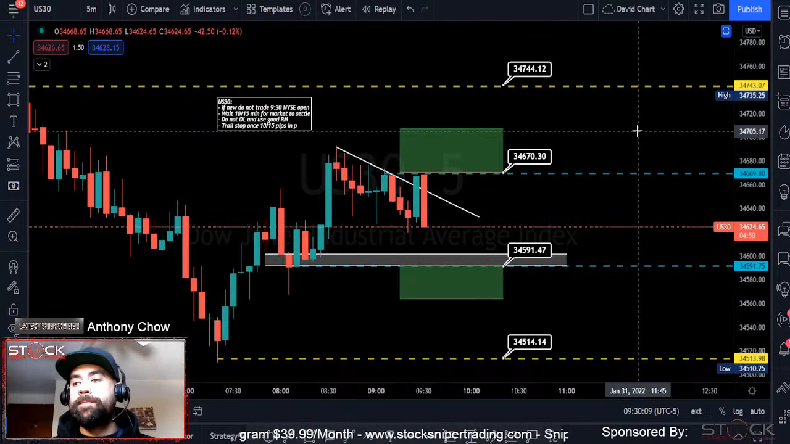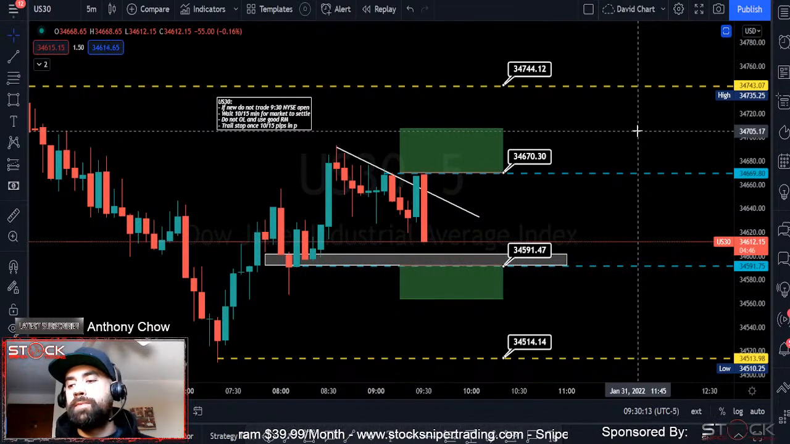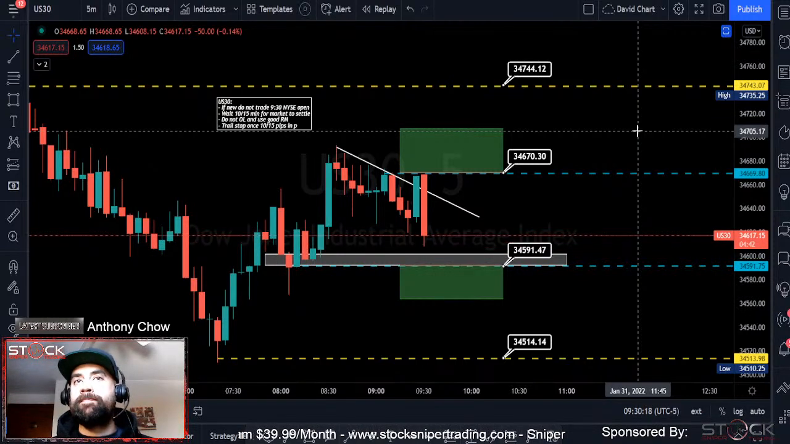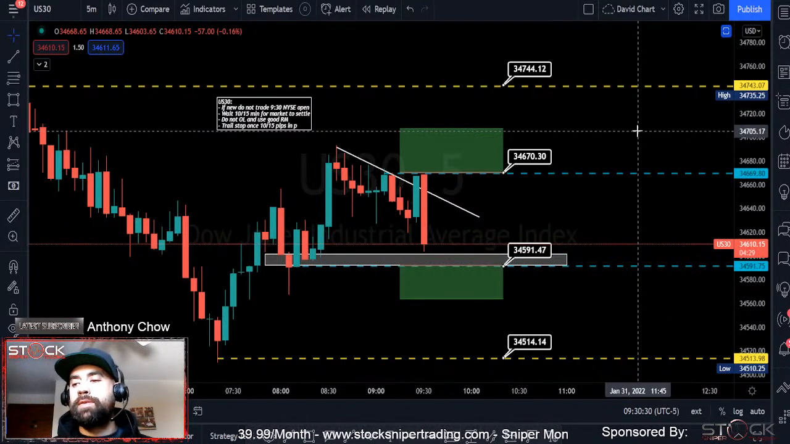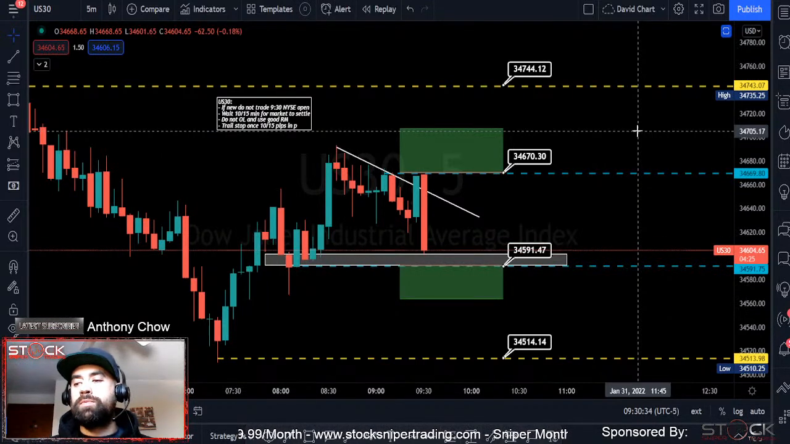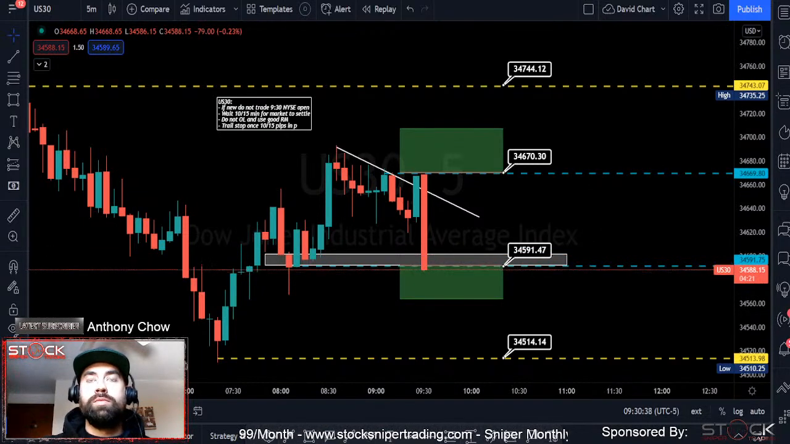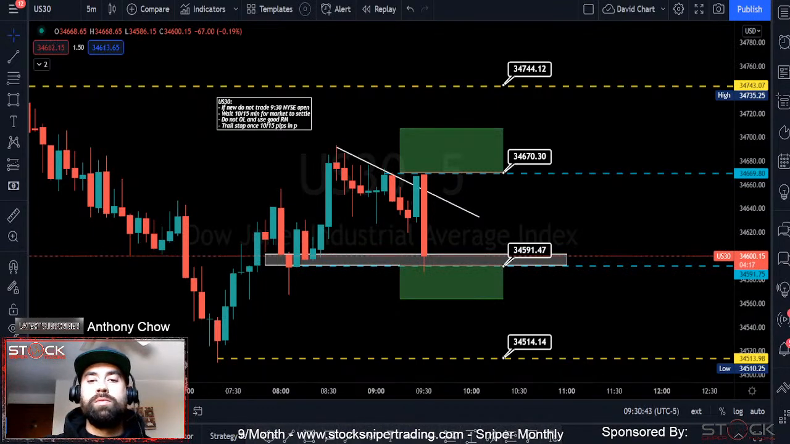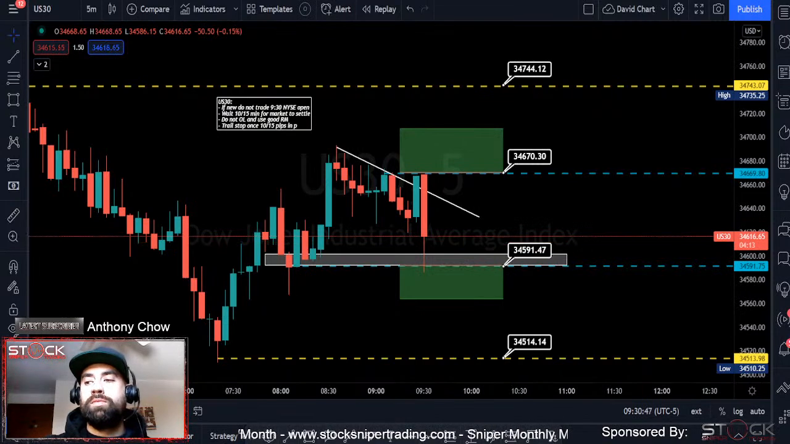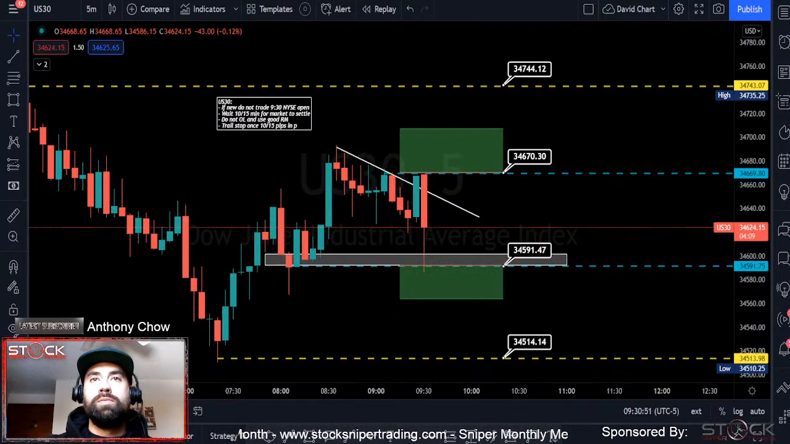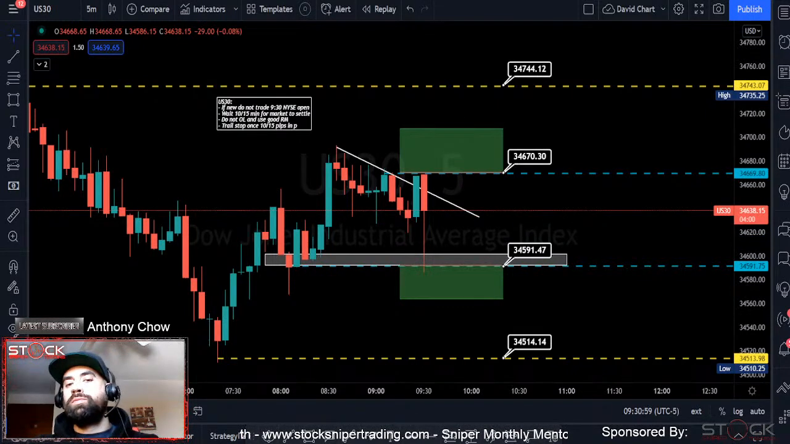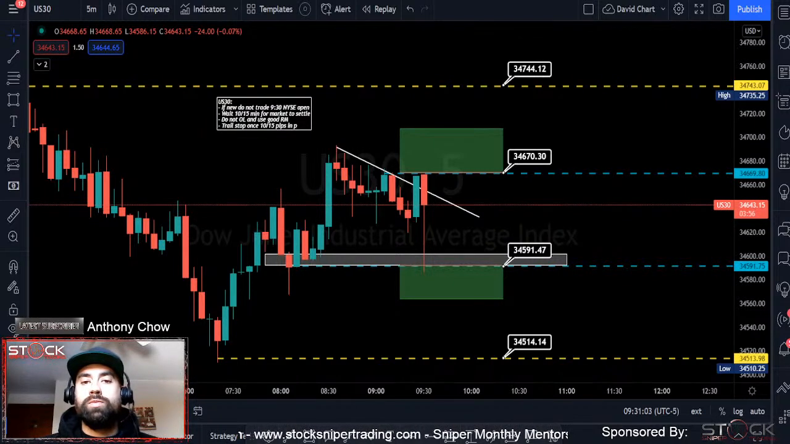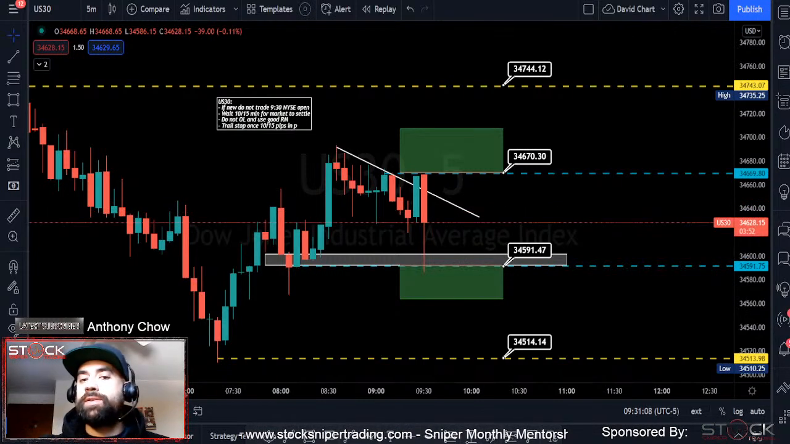Okay, so let it do its thing. That's an engulfing candlestick. Let the fake outs do their thing, guys. Let the fake outs do their thing here, okay?